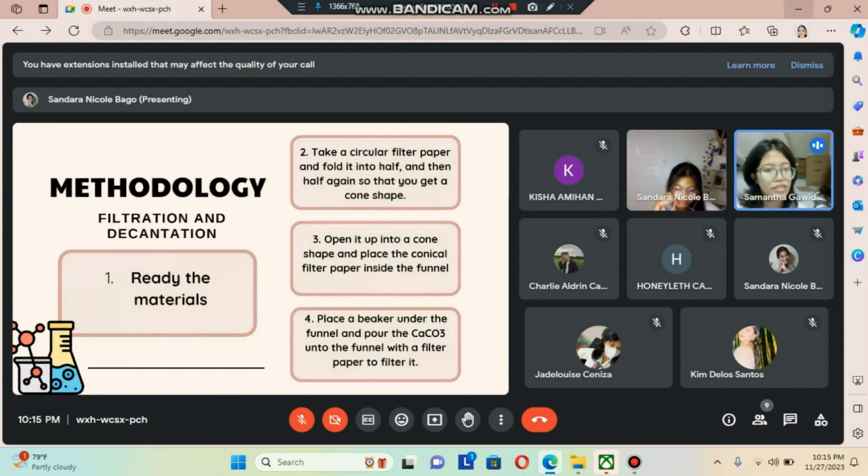Filtration and decantation. First, ready the materials. Materials such as circular filter paper, funnel, beaker, and the reagent calcium carbonate.